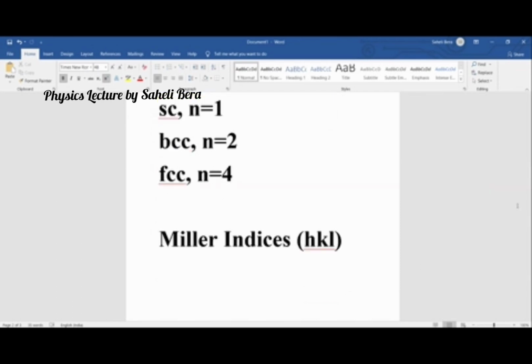Like the Miller indices, whatever we find will only be valid for some crystal structure which has some special characteristics.